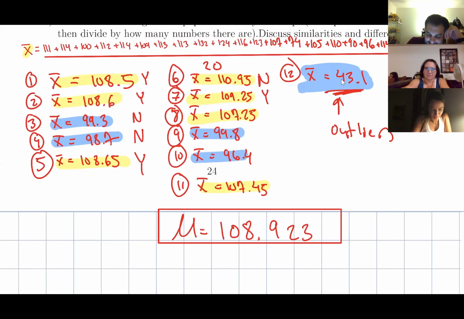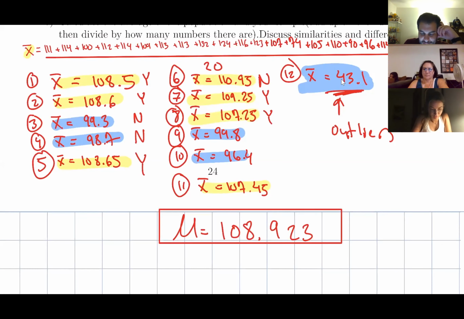All right, so you got a yes. What about 107.25? What about 99.8? No. What about 96.4? Neat. What about 107.45? What about 43.1? Cool.